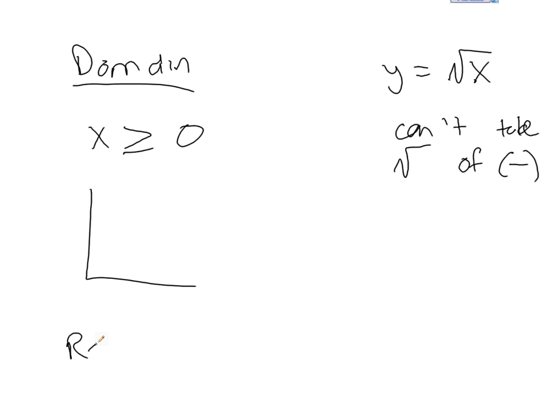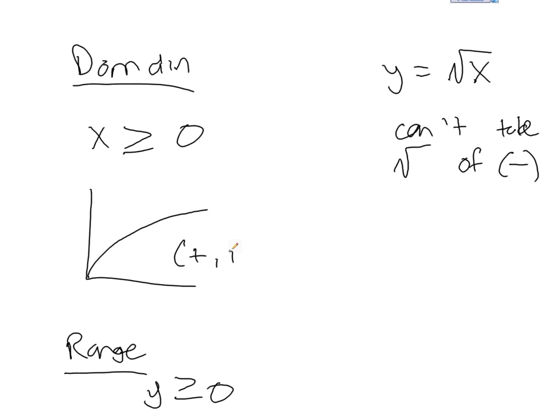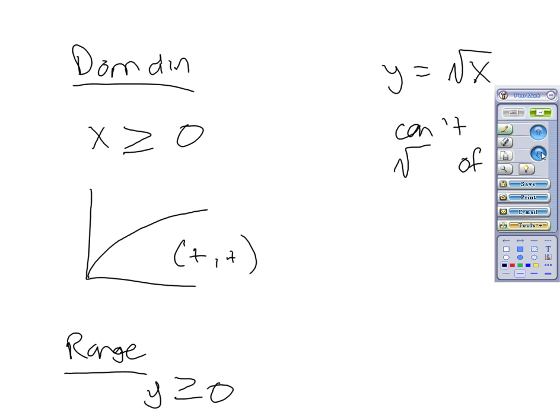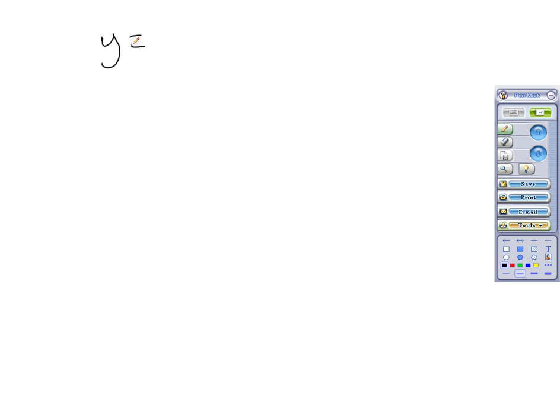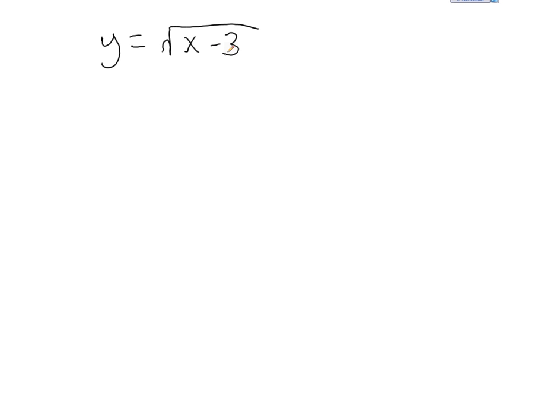The range, well, since we can only put in positive numbers, we can only get positive numbers out. So the range would be y is greater than or equal to 0. Again, if we put in 0 for x, we're going to get 0 for y. So hence we get something that only exists in the first quadrant, where x is positive and y is also positive. What about looking at a function like y equals the square root of x minus 3?